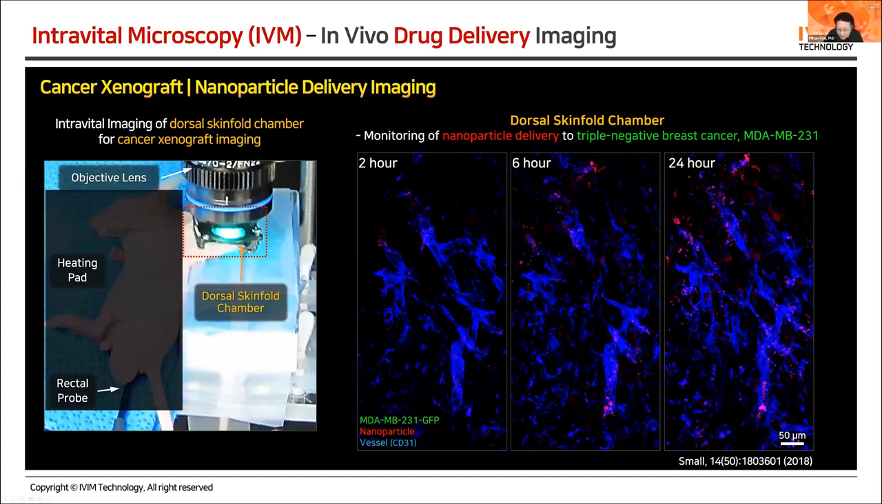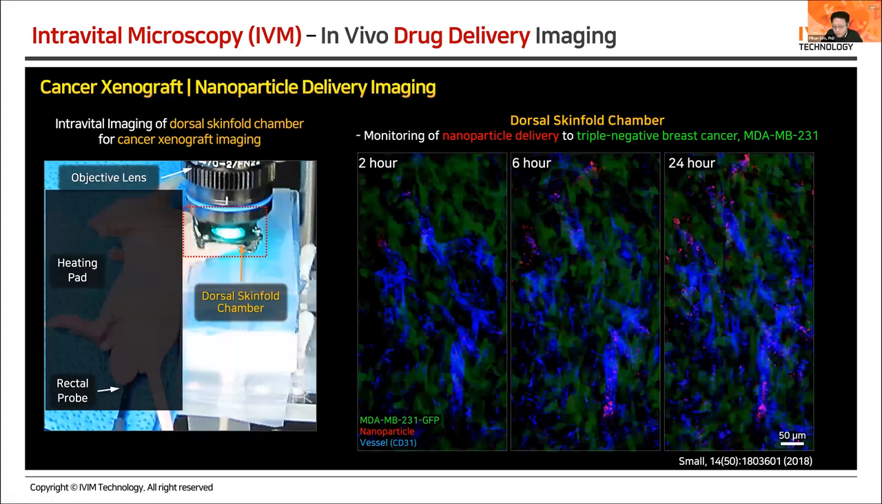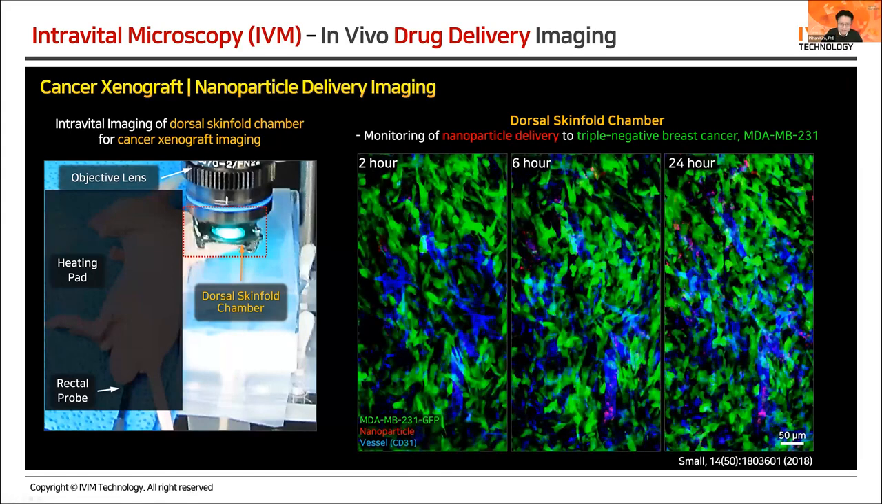And then we can also see the increase of this nanoparticle. And then finally, at 24 hours after the intravenous injection of this nanoparticle, we can see a lot of this nanoparticle get out from the vessel and delivered to the cancer cell. So this is one of the very good examples of how we can use intravital microscopy technique to monitor the drug delivery to the target cell in the live animal model.